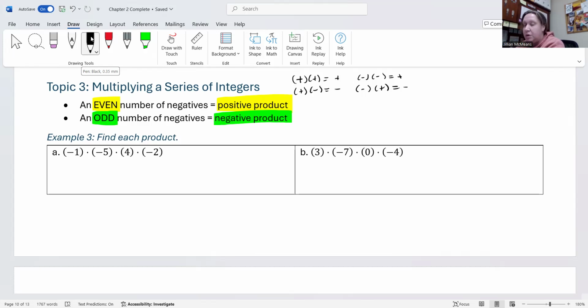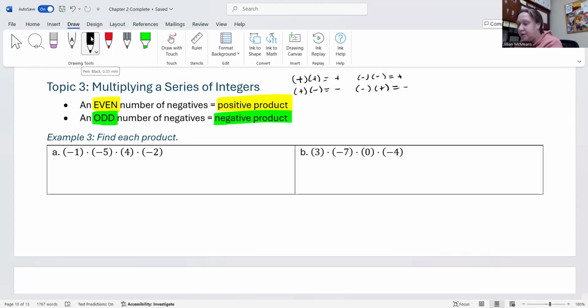So you always want to start by counting the number of negatives, and then that's going to tell you what the final sign is. If you have an even number of negatives, your final product is positive. If you have an odd number of negatives, the final product is negative. Now, for this first example, I'm going to piece it together. We're just going to multiply from left to right and let the sign be what the sign is. Then we'll go back and verify by counting negatives.